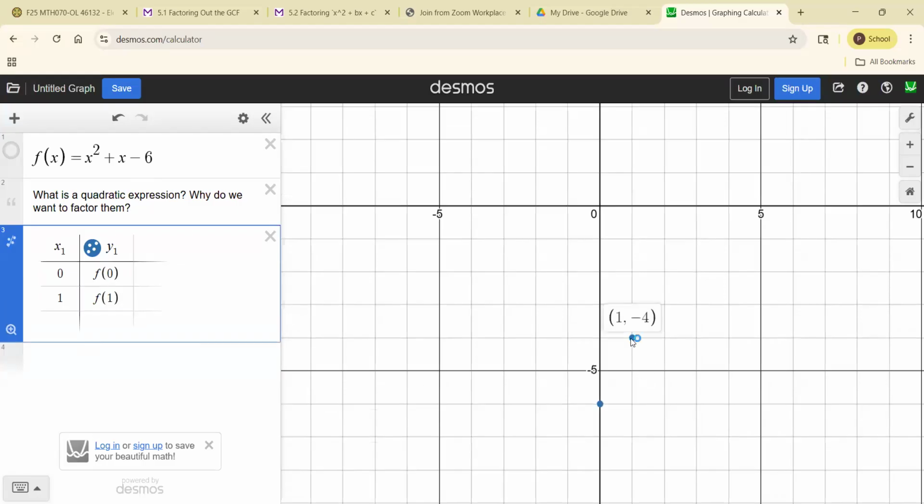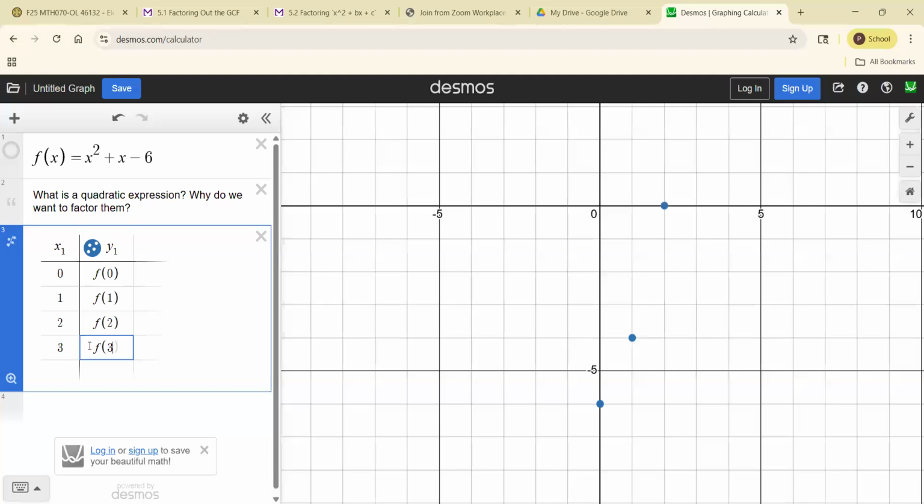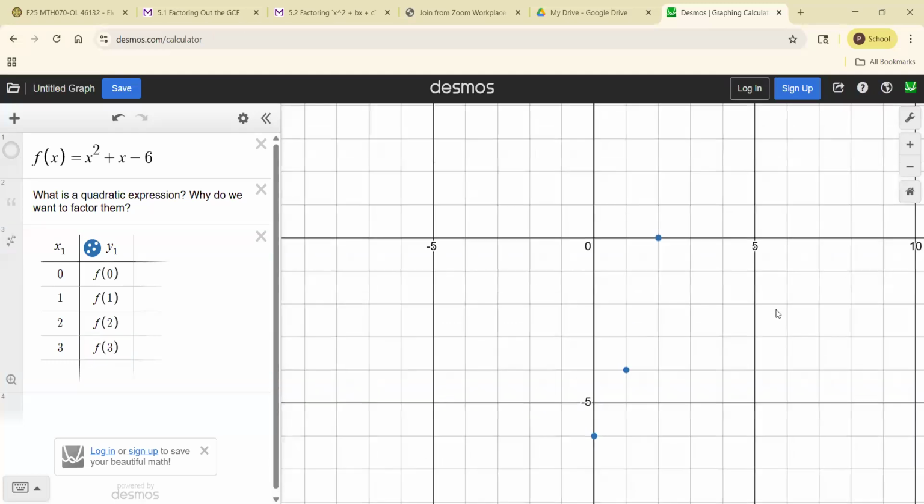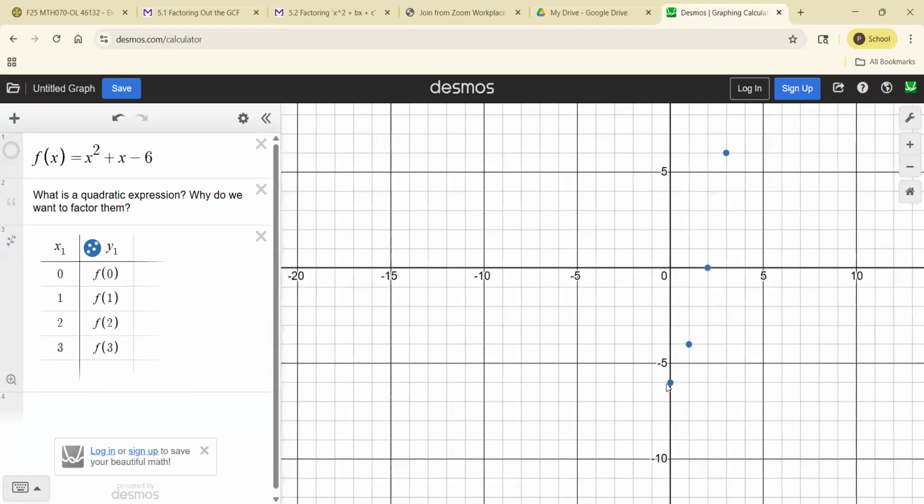I'll just put in a couple more numbers and see what we get. Okay, when I put 1 in, I get -4, 2, I get 0, 3, I have to zoom out a little bit. Notice, if I were to connect these with a line, then I would have to keep going in this direction. So it's hard to tell, but it's making me doubt that this expression is going to give me a line. Let me try some negative numbers.